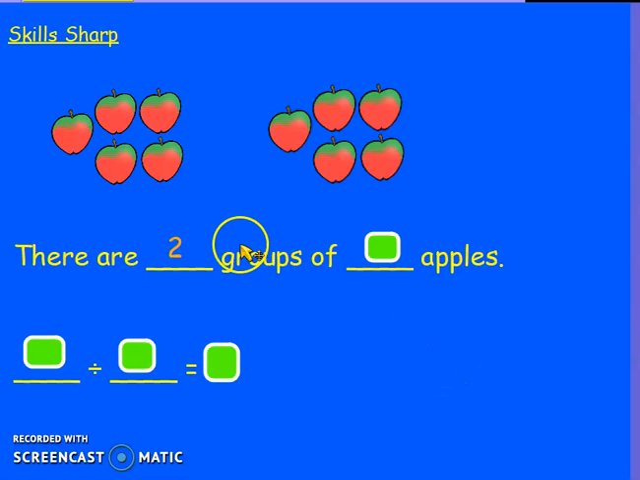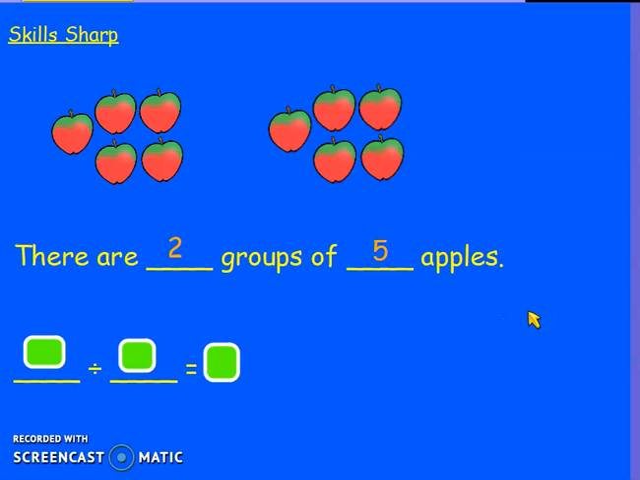How many apples are there in each group? 1, 2, 3, 4, 5. There are 5 apples. There are 2 groups of 5 apples. How many do we have all together? Let's count in 5s. 5, 10.